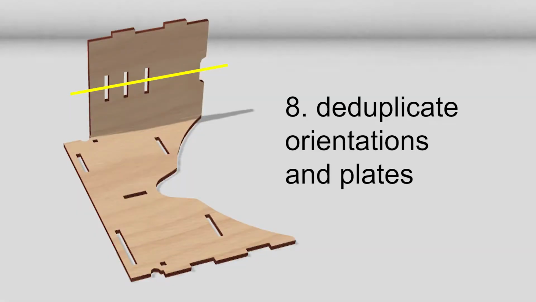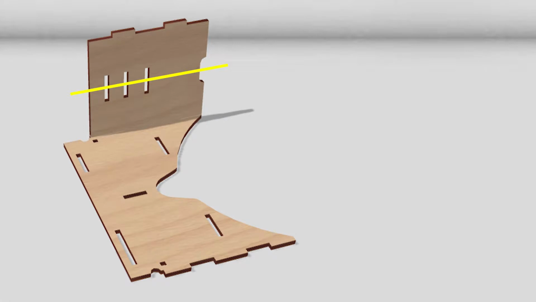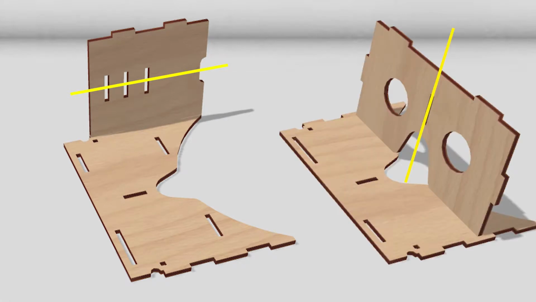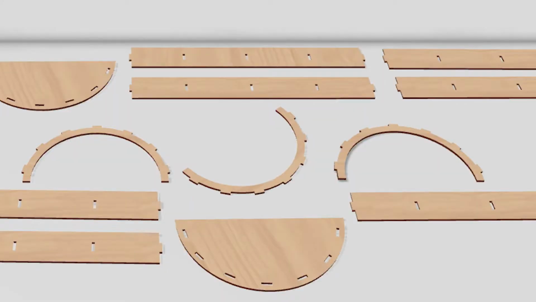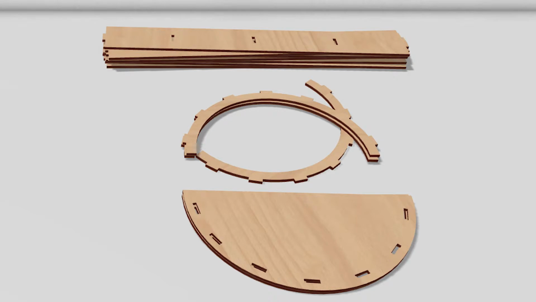8. This plate is symmetric. The top half is the same as the bottom half. autoAssembler recognizes this and thus only tries to assemble this plate in one orientation. The same goes for this plate with a vertical symmetry axis. autoAssembler reduces the search space further by deduplicating plates that are the same. This barrel model, consisting of 12 plates with 58 joints, is reduced to 3 types of plates with 19 joints.